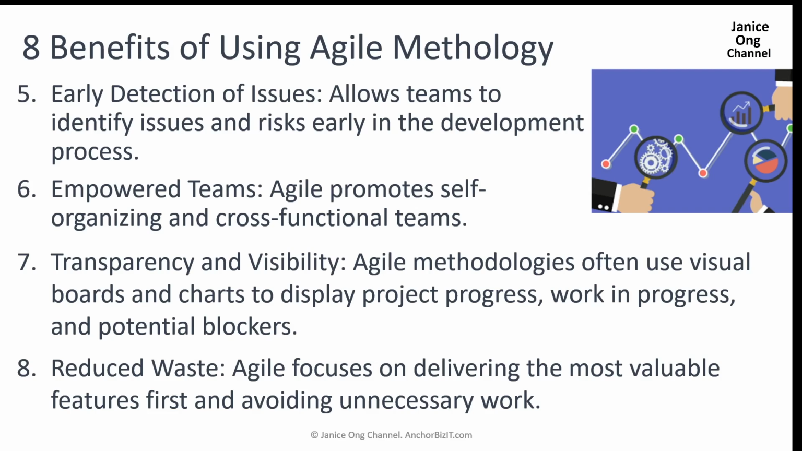Number five, early detection of issues. Agile's iterative nature allows teams to identify issues and risks early in the development process. Regular reviews and demos enable stakeholders to provide feedback and catch potential problems before they escalate. Early detection and quick resolution of issues reduce project risks and help maintain project timelines and budgets.